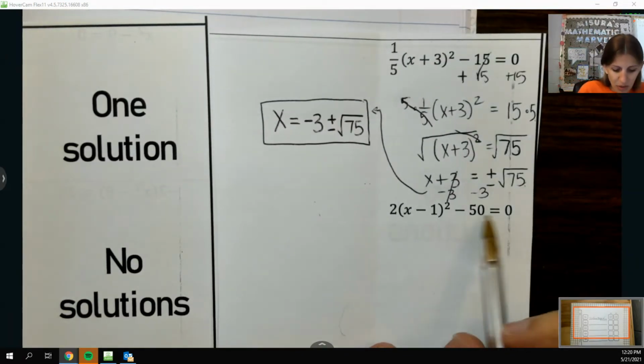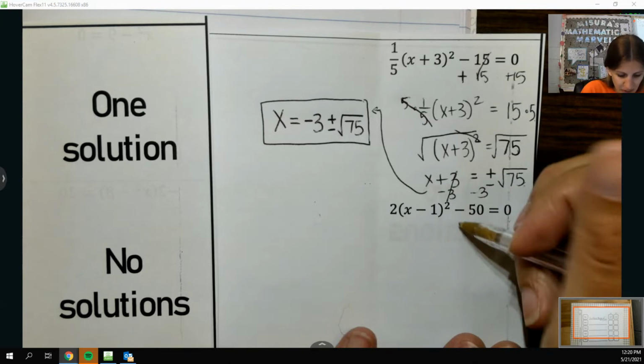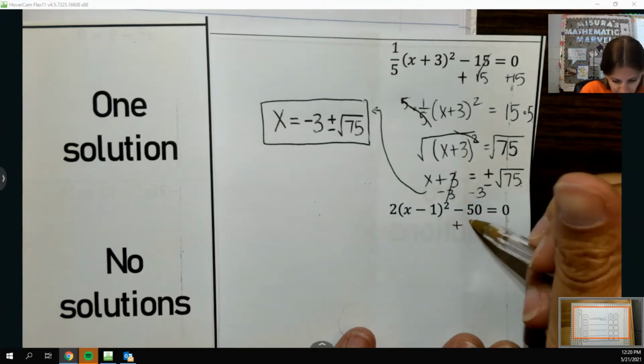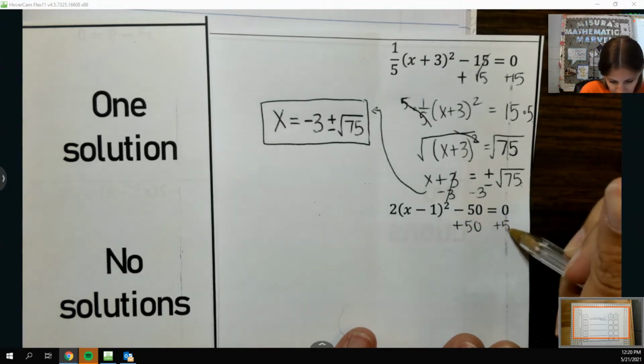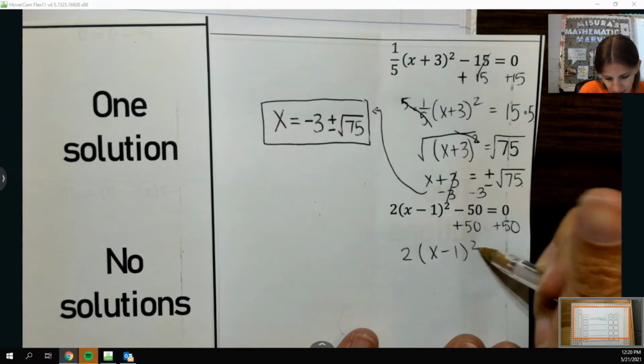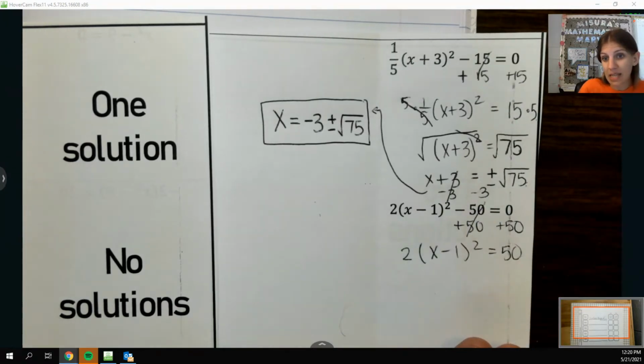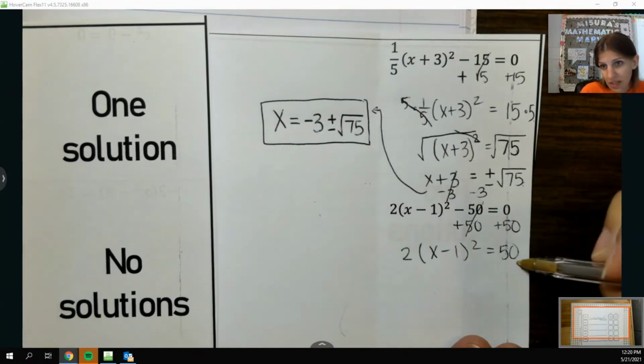Okay, so our first step is already done for us. We've replaced y with 0. And so now we want to get rid of k. So we'll add the 50 over. And we'll have 2 parentheses x minus 1 squared equals 50. Because the negative 50, positive 50 add up to 0. And 0 plus 50 is just 50.